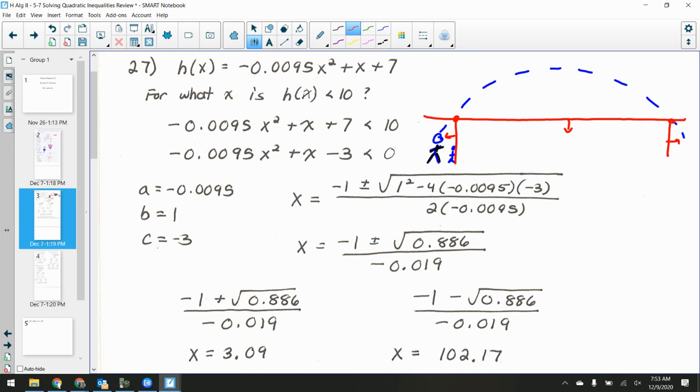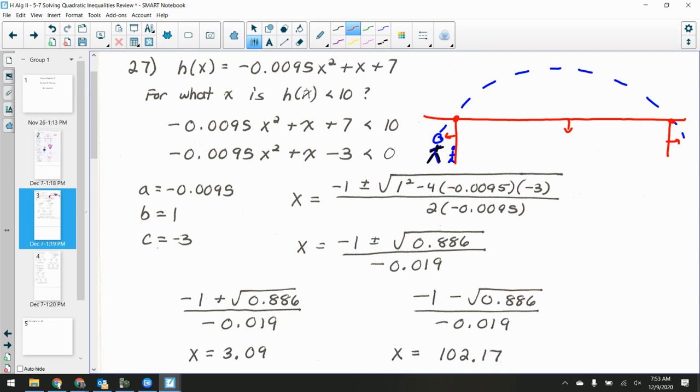So basically, I want to know when the height is going to be less than 10, right? Find the x values for when the height is going to be less than 10. All right, so that's my inequality that I create. I don't know about you guys, but I'm not completing the square. I'm not trying to factor that. So let's just use the quadratic formula. Plug it in, and you see the two values there, 3.09 and 102.17.